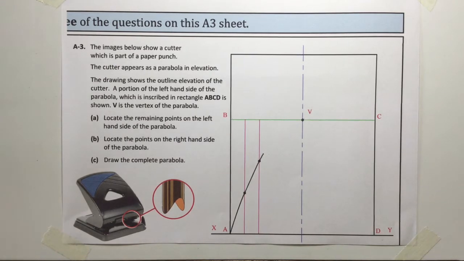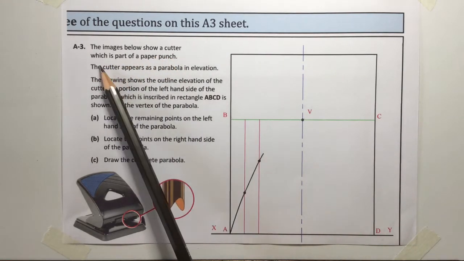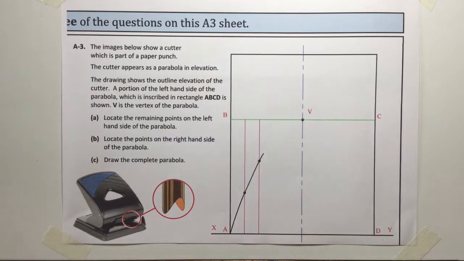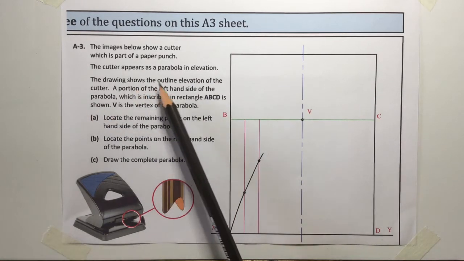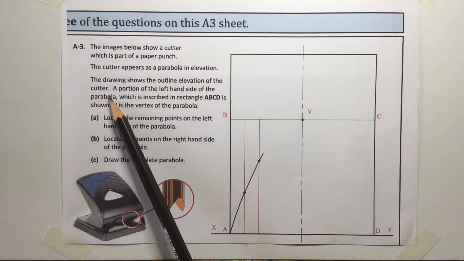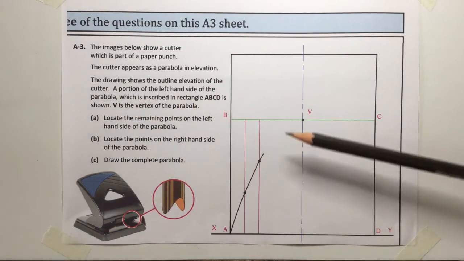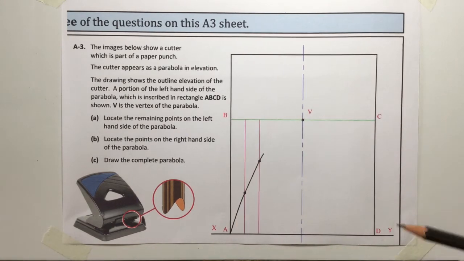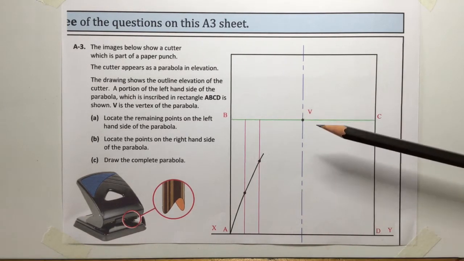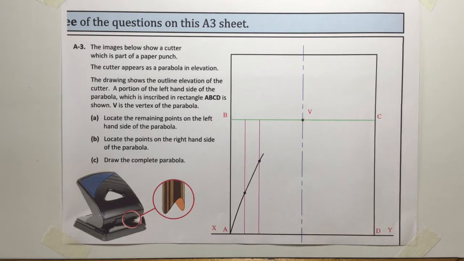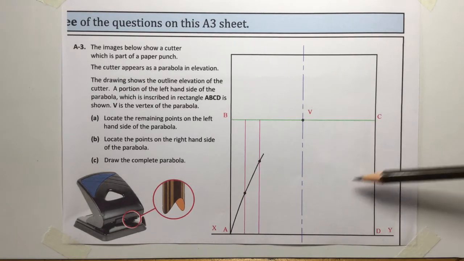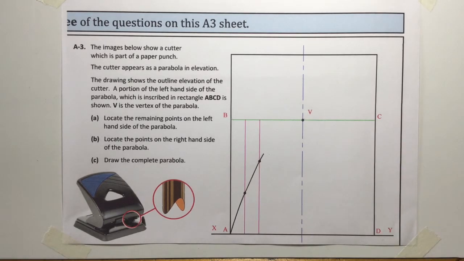So the question asks, the image below shows a cutter which is part of a paper punch down here. The cutter appears as a parabola in elevation. The drawing shows the outline elevation of the cutter. A portion of the left hand side of the parabola here, which is inscribed in the rectangle ABCD, is shown. V is the vertex of the parabola, so V is the top point of the actual parabola. So we're asked to locate the remaining points on the left hand side, locate the points on the right hand side, and then draw the complete parabola.